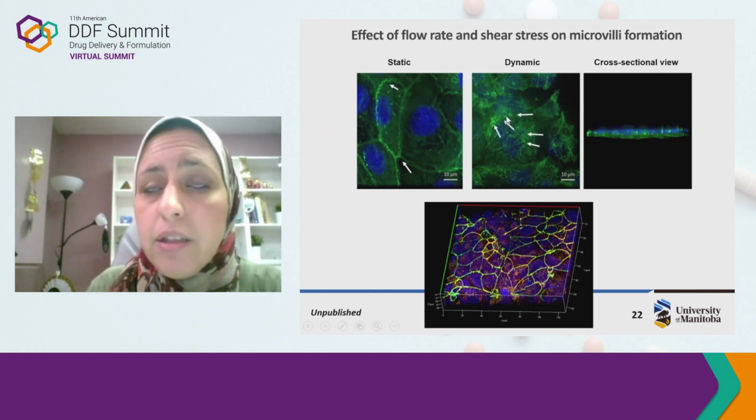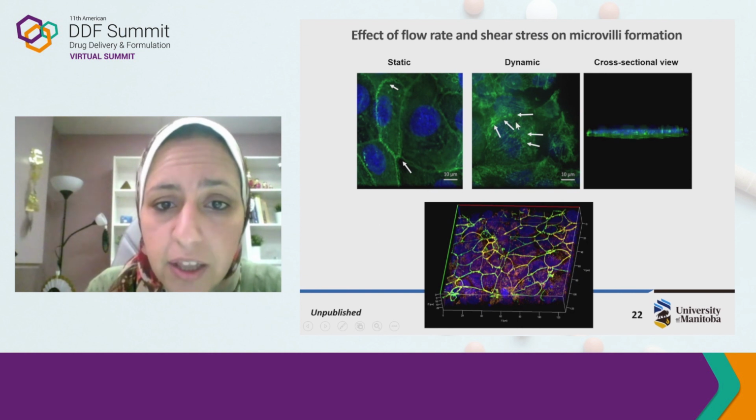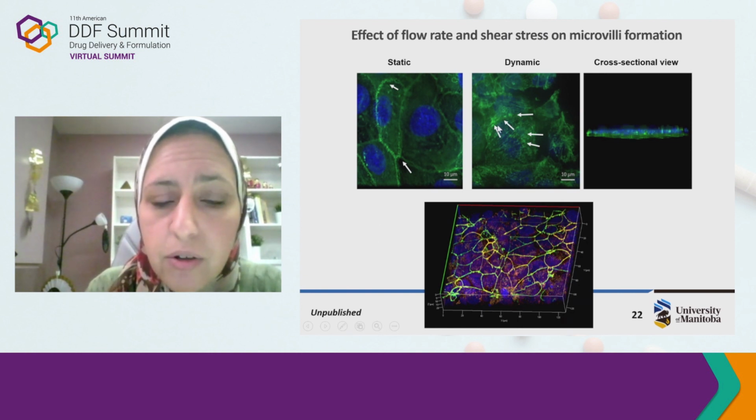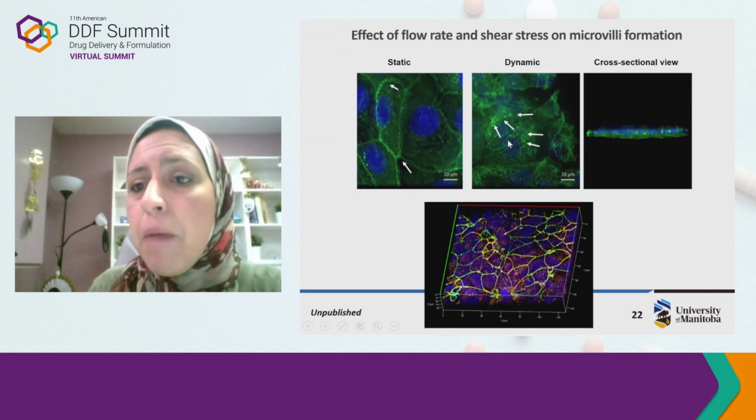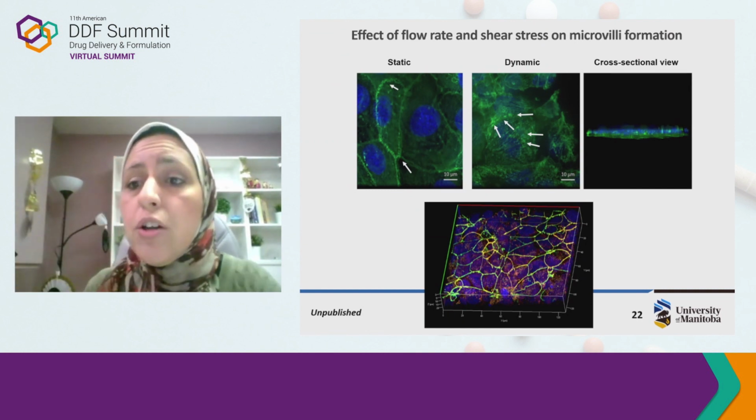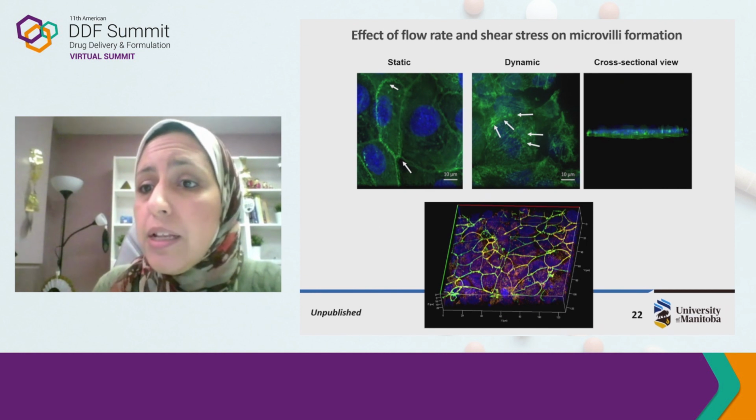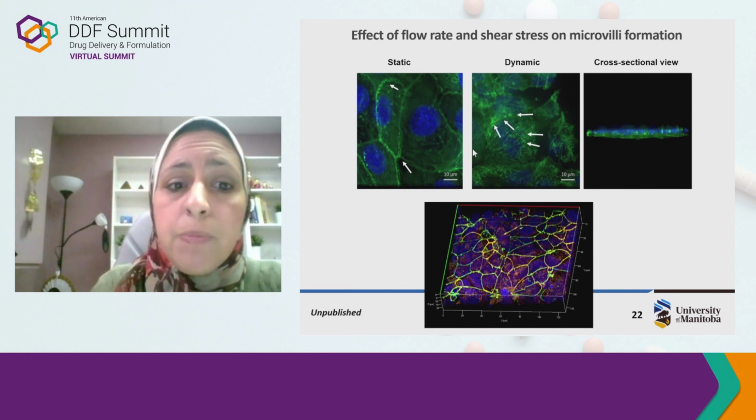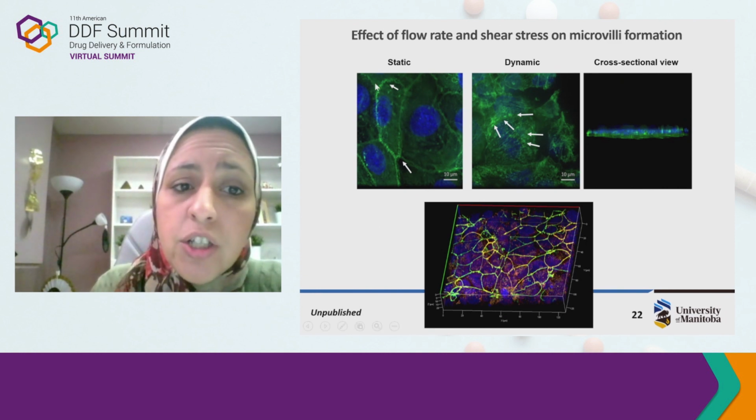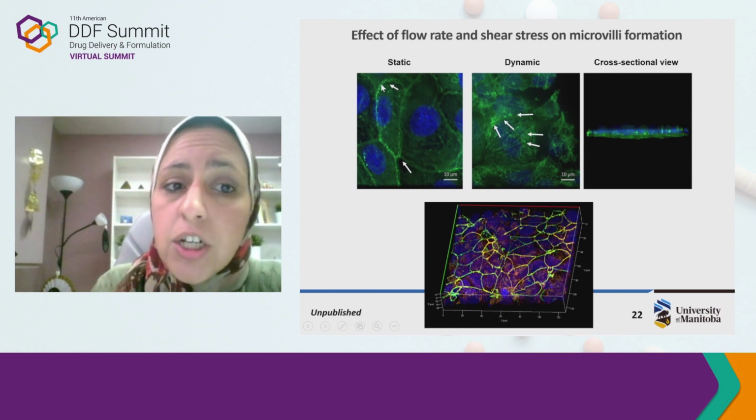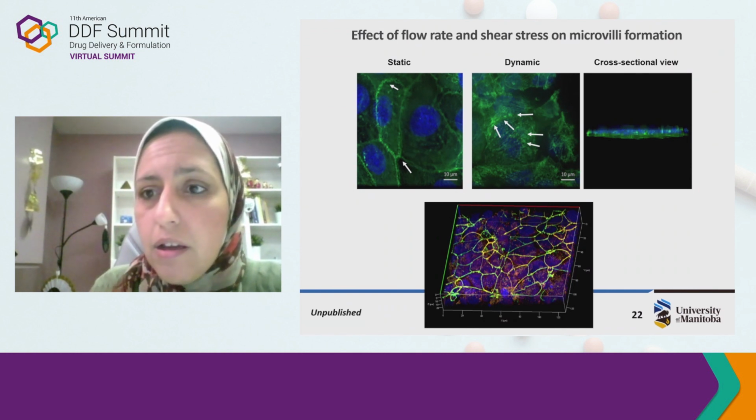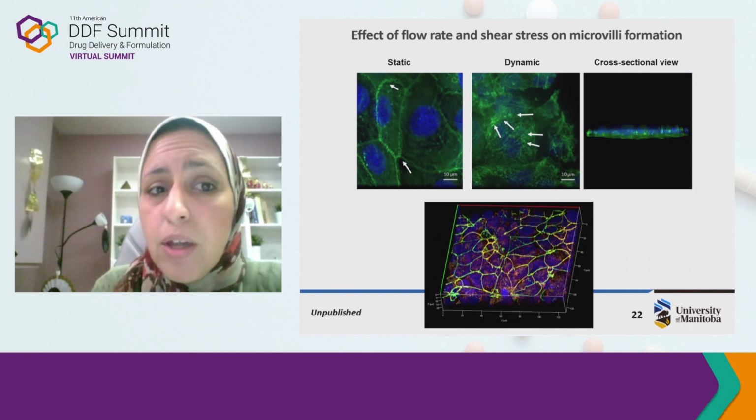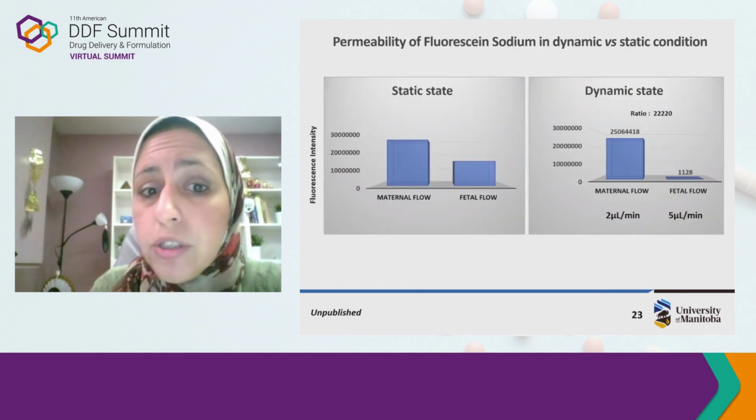So as you can see here, there are lines here that represent the microvilli, which are protrusions that are known to form on the epithelial cells under shear stress, but under static conditions, they were not formed as much. So really the dynamic conditions mimic the human placenta way more than using static models.